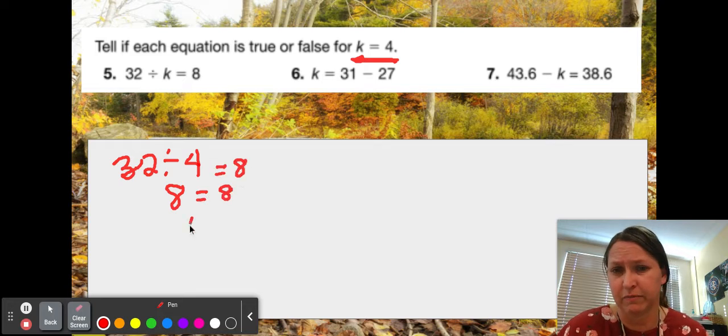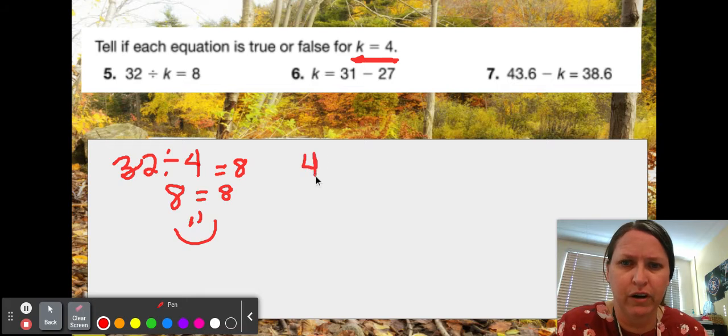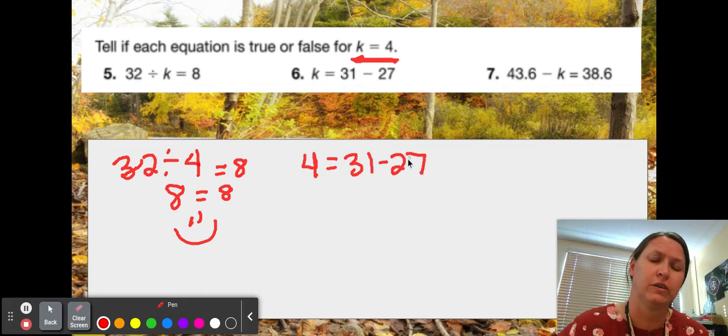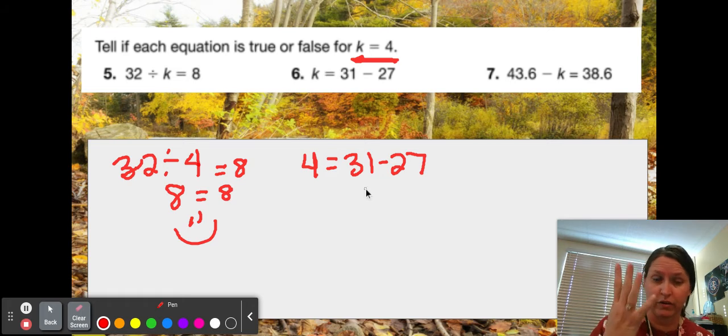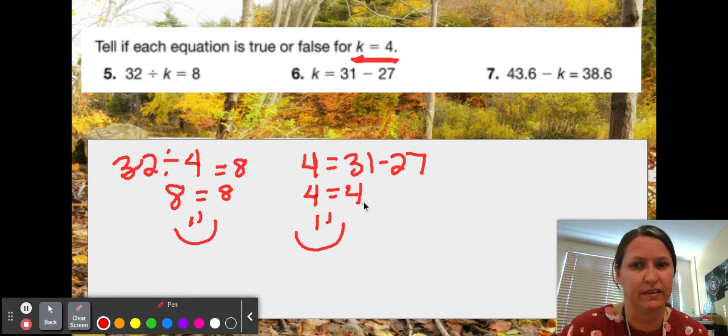So 8 equals 8. That one does work. Perfect. Let's do the next one. 4 equals 31 minus 27. 27, 28, 29, 30, 31. So yes, 4 equals 4. Does that work? Yes, it does. I would say true right here.